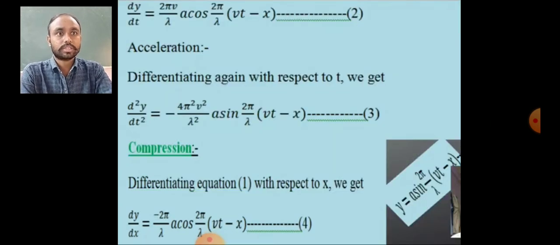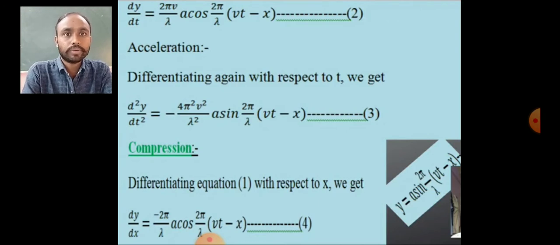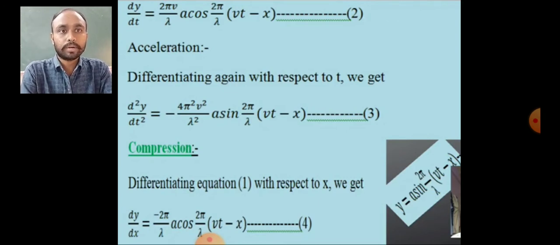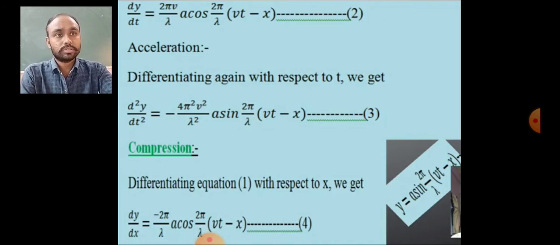Now let's go to the second slide, again I have taken equation 2 here as it is, dy by dt equals 2 pi v by lambda a cos 2 pi by lambda (vt minus x). Now this is the velocity of the particle. One step ahead, I want to find the acceleration of that particle which is performing simple harmonic motion. So this is velocity, and if we want acceleration, what should we do?